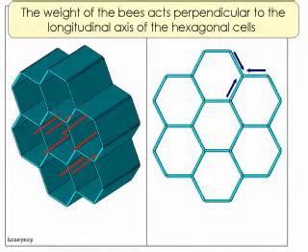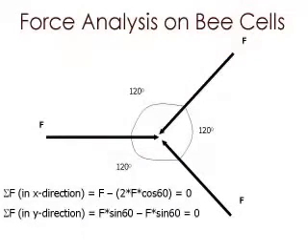How is this so? If we look at the hexagonal structure, we see that the weight of the bees acts perpendicular to the longitudinal axis of the hexagonal cells. And if we analyze the force at each node in the structure, we see that they cancel out. So the resultant of the forces in the x direction is equal to 0. And resultant of the forces in the y direction is equal also to 0. So we see that at every node, the summation of forces is equal to 0, which ensures stability for the structure. So regardless of the vibration amplitude, the structure can remain stable because each plate in the hexagonal structure reinforces the other. So if a structure is made by this hexagonal design, it can withstand earthquakes fully and will not crumble.